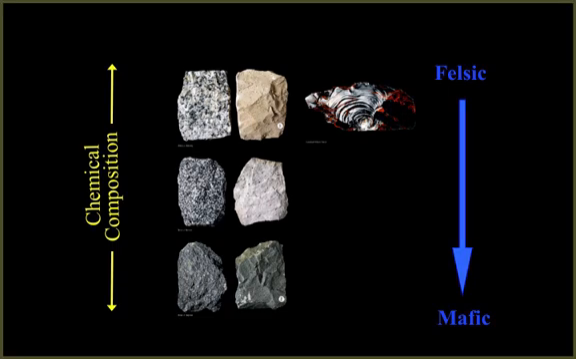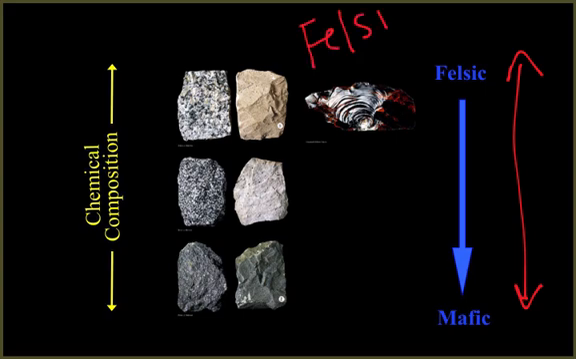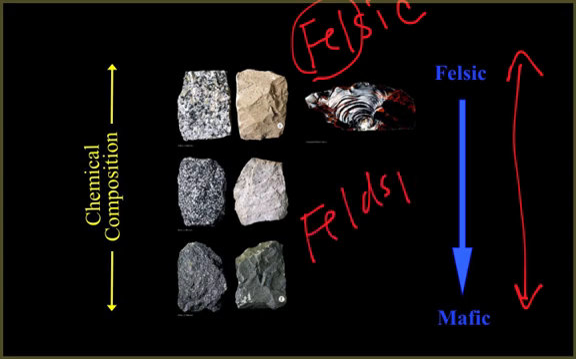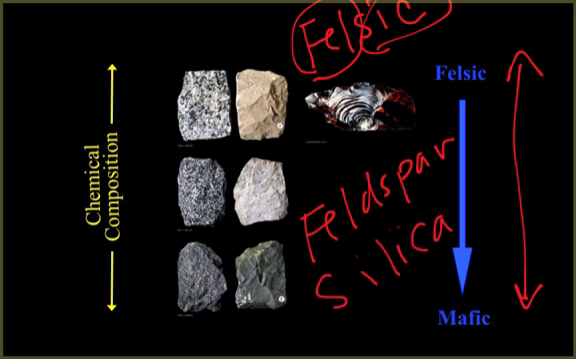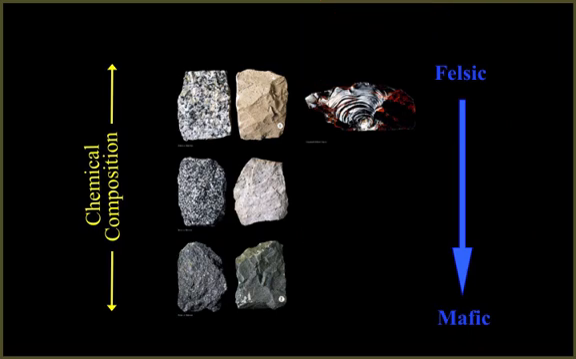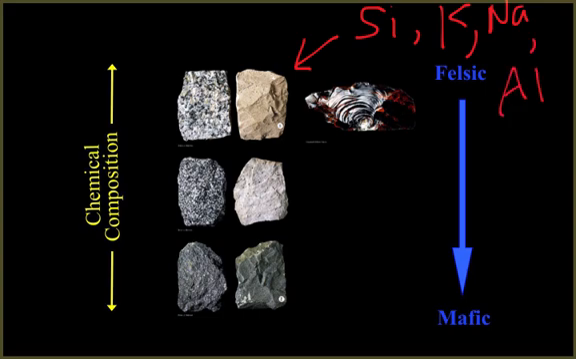Look again at chemical compositional differences, and I've already mentioned the difference between felsic and mafic rocks. With felsic, the fel part of that word is for feldspar, and the sic part of that word is for silica, which is silicon and oxygen. So felsic rocks have more silicon, and the feldspars contain potassium, sodium, aluminum. That's what a felsic composition is.